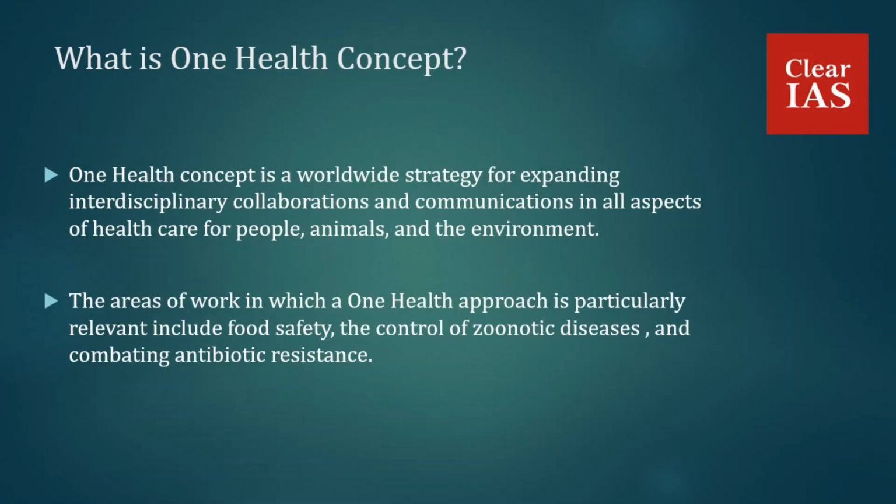So the One Health concept, as we discussed, is a worldwide strategy for expanding interdisciplinary collaborations and communications in all aspects of healthcare for people, animals, and the environment. This approach identifies that zoonotic diseases, environmental pressures, food security, antimicrobial resistance, and health threats of animals and humans are all interrelated. It recognizes that a standalone approach will not work, and that the health of people is closely connected to the health of animals and our shared environment.